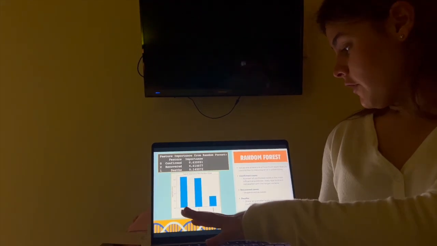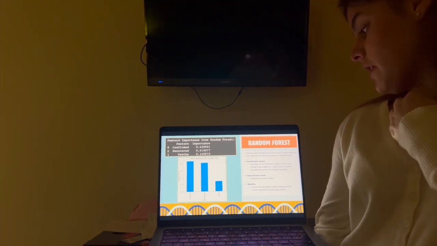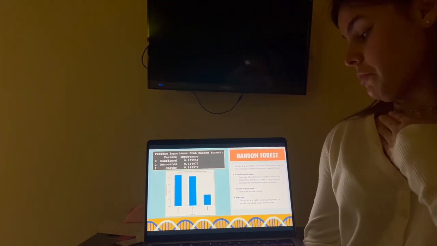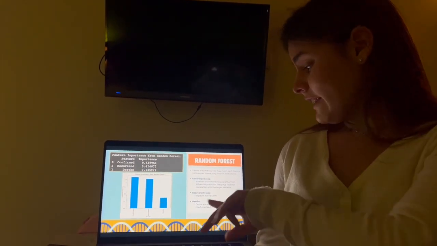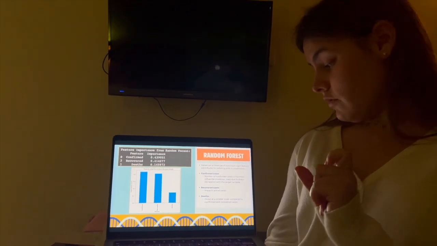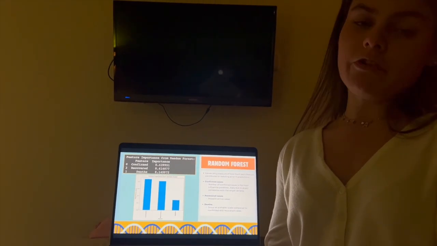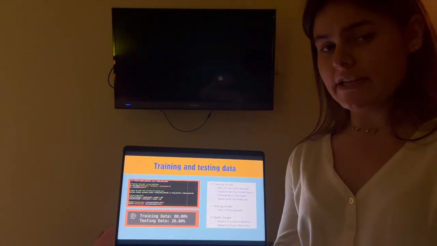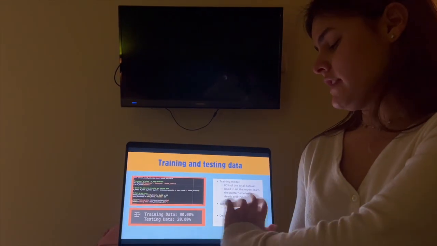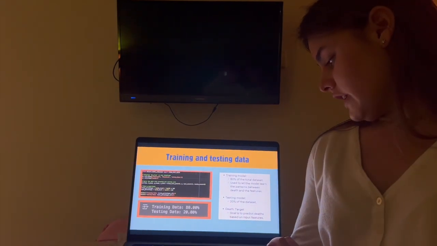We did random forest, in which we measure how much each feature contributes to reducing the error in predictions. We found out that deaths occur at a smaller scale compared to confirmed and recovered cases, as we can see in the bar chart. We split the data into training and testing. We found that the training is 80% and testing is 20% of the data set.